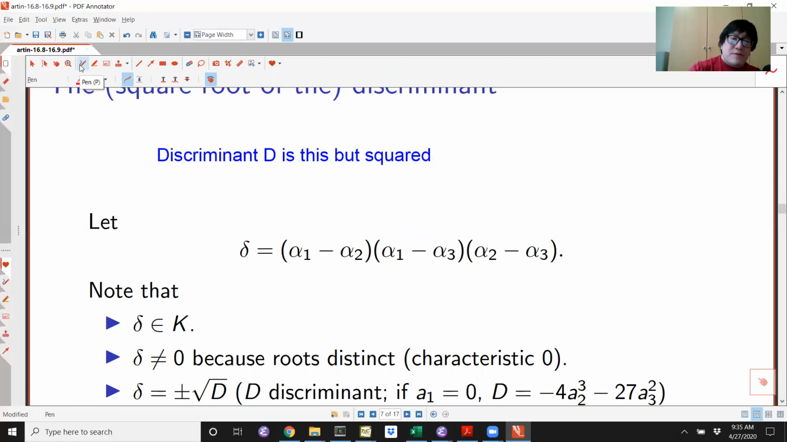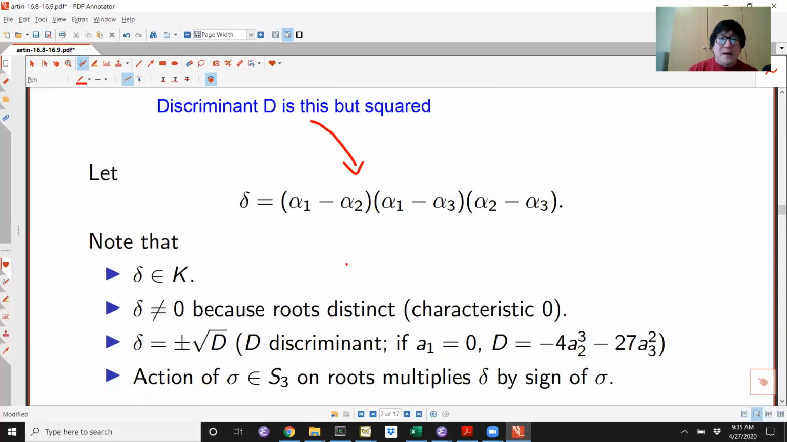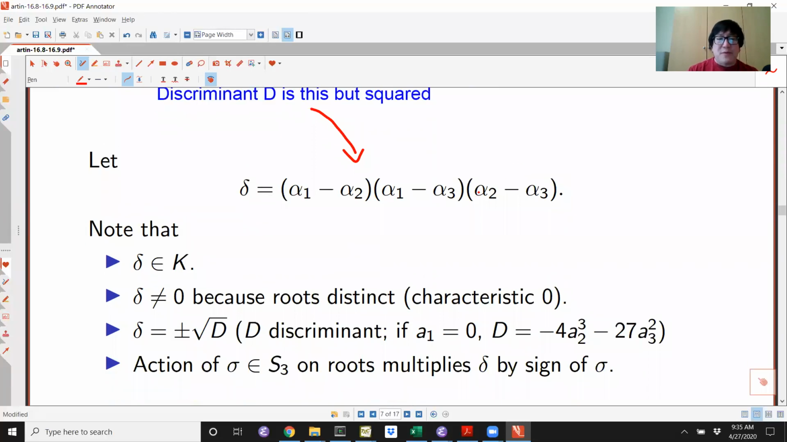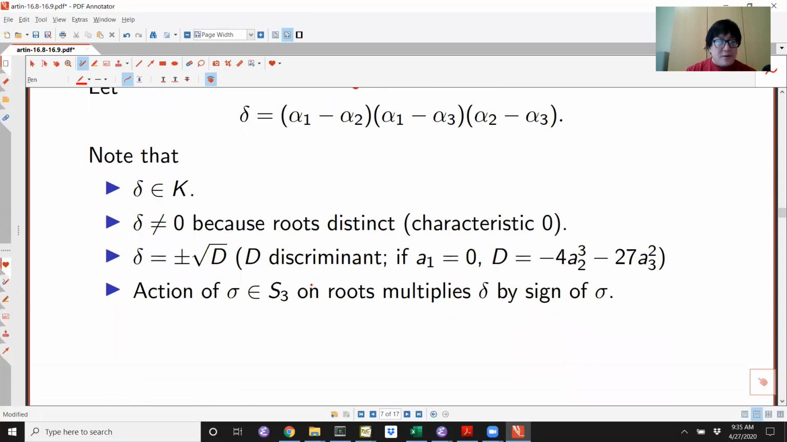Do you remember the definition? In order to be a symmetric polynomial, you had to square everything, because if you switch alpha 1 and alpha 2, this picks up a minus sign and everything else is preserved. So this is actually not a symmetric polynomial, but it's almost one, and that's what makes this interesting. For example, delta is certainly in K, because K is F adjoin alpha 1, alpha 2, alpha 3, all these roots. It's non-zero because the roots are distinct, because we're assuming everything is in characteristic 0.